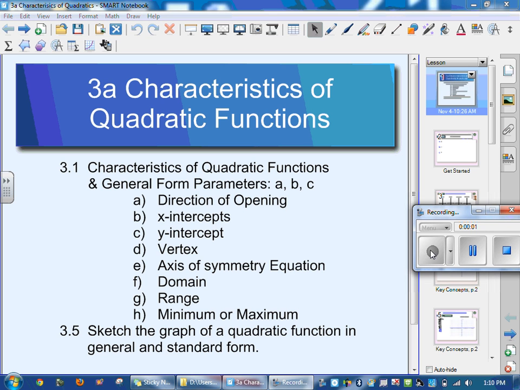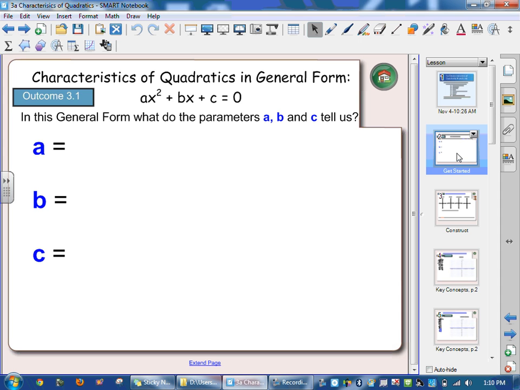This is lesson 3A, characteristics of quadratics. We have our general outcomes here. We're going to do number 1. We need to analyze quadratics according to all of these different things. Then we've got to sketch our graphs and understand what those parts of our graph mean. Let's see what we have.